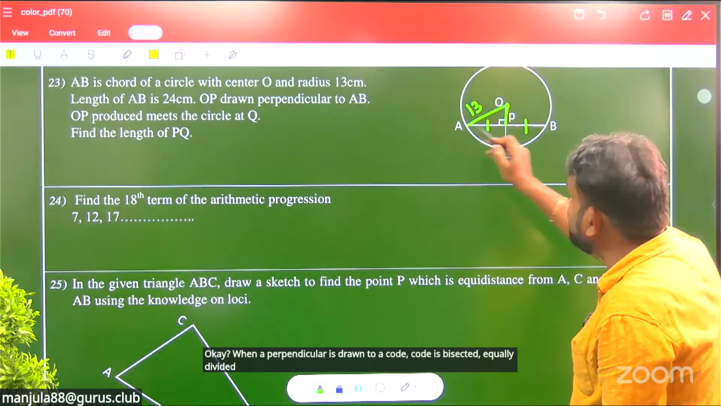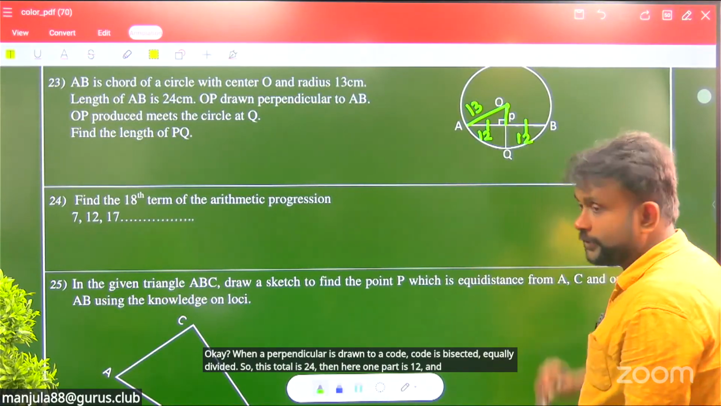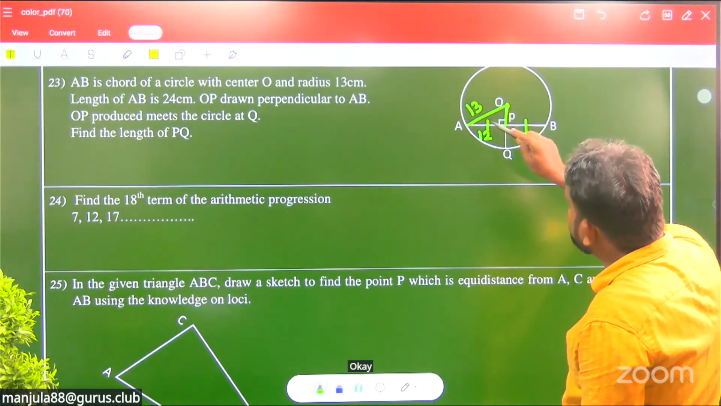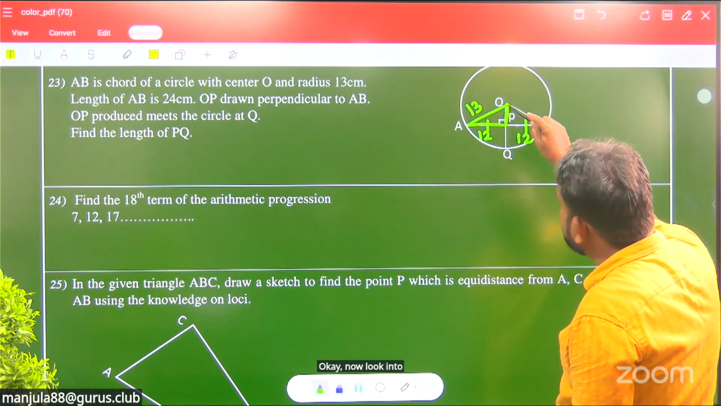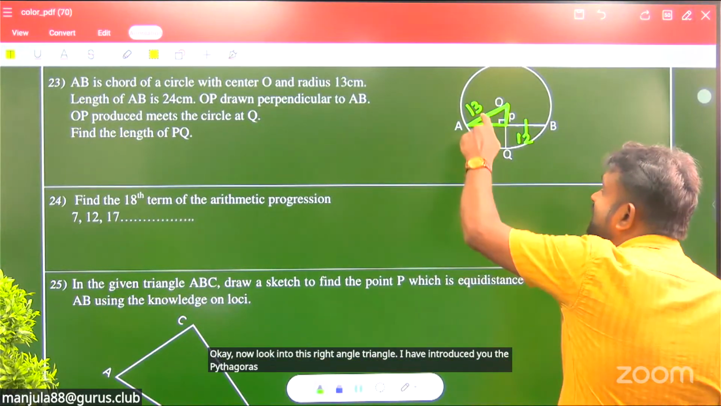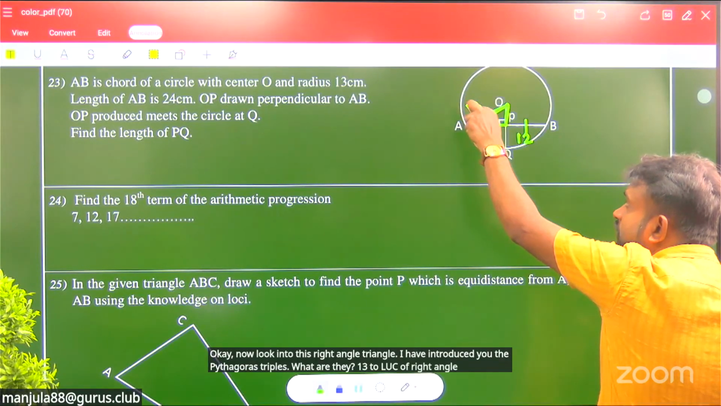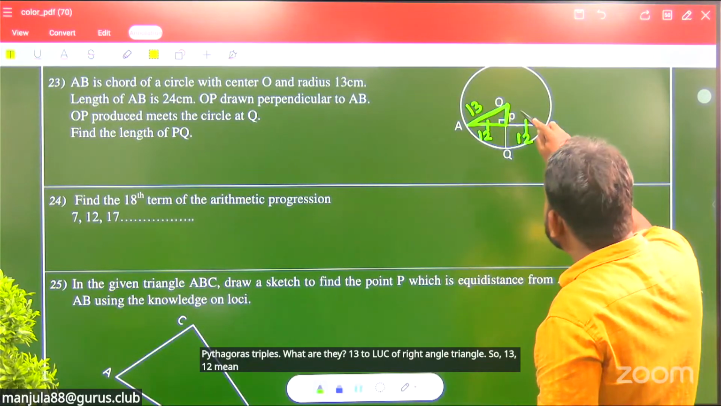So this total is 24. Then here one part is 12 and this part also 12. Now, look into this right angle triangle. I have introduced you to the Pythagoras triples. What are they? 13, 12 you see in a right angle triangle. So 13, 12 means this OP length should be 5.